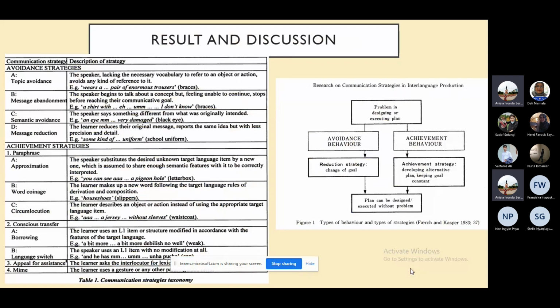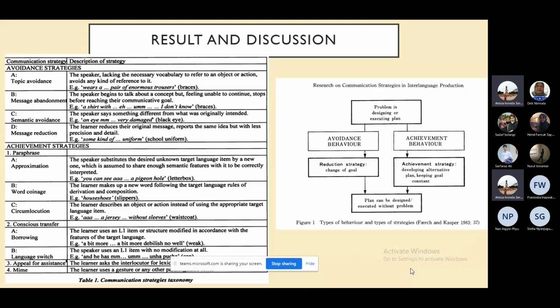And we come to result and discussion. This is the theory or the idea proposed by Tarone. So in communication strategies, generally there are 2 strategies: avoidance strategies and achievement strategies. Avoidance strategies is more like reduction strategies, and achievement strategies is developing an alternative plan, keeping the goal constant. You can see in the corner, like the right picture. And the last picture is the elaboration of avoidance strategies and achievement strategies.